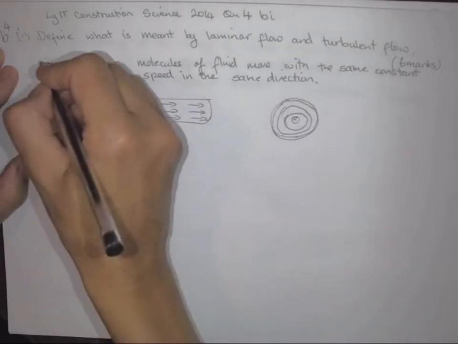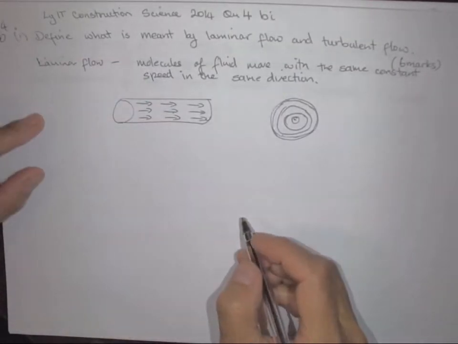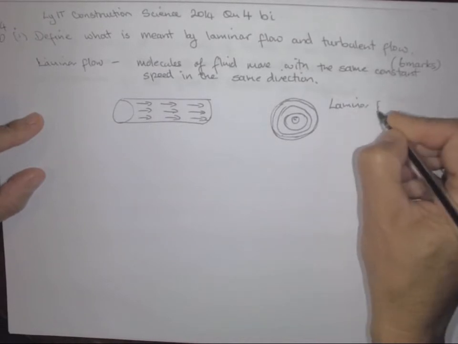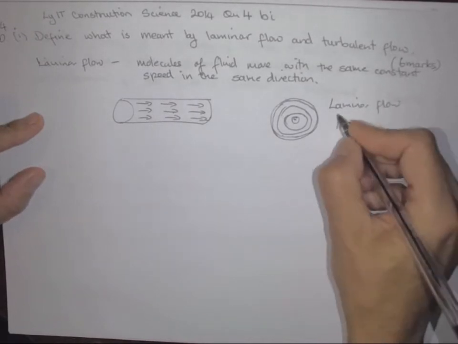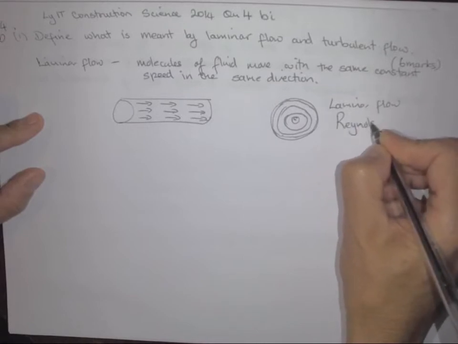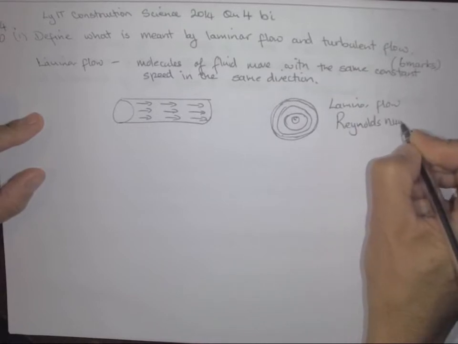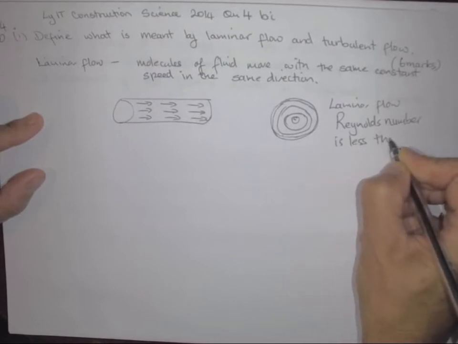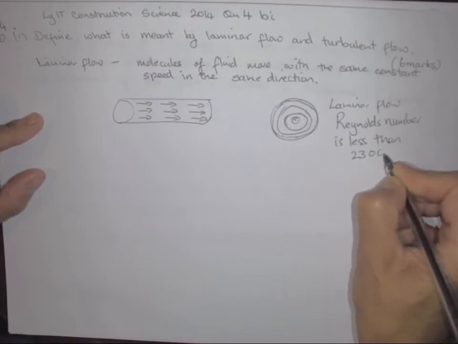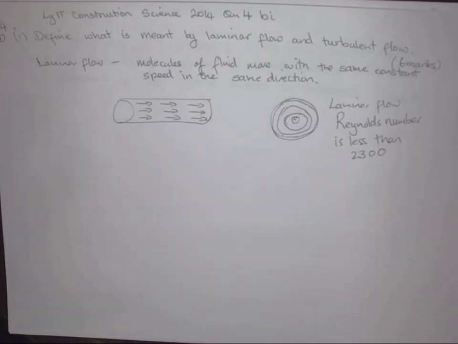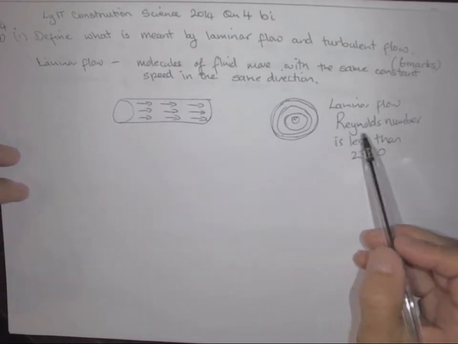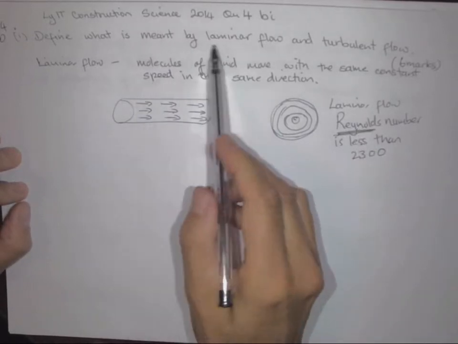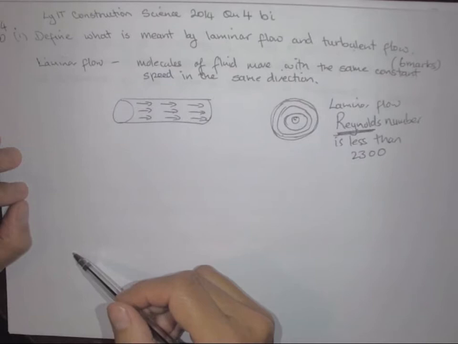Anyway, the other thing you need to know about flow is that for laminar flow, the Reynolds number is less than 2,300. Some people might say 2,200, 2,100. But anyway, the Reynolds number is the thing that is related to laminar and turbulent flow in your exam question.